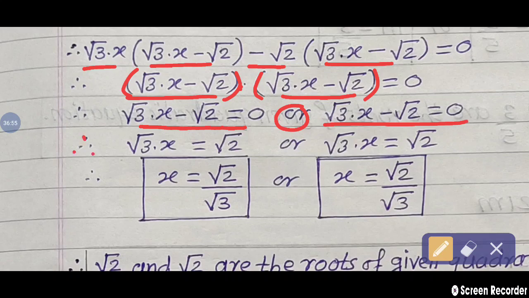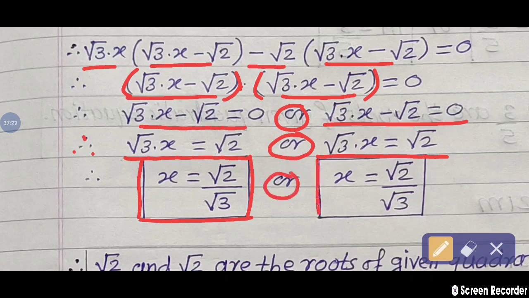Therefore, minus root 2 taking on the right hand side, then root 3x is equal to 0 plus root 2, means only square root 2. Or same here, minus root 2 take on the right hand side, so root 3x is equal to 0 plus root 2, means square root 2. Root 3x means root 3 is multiplied here, shift on the right hand side, then divide. So we are getting the answer x is equal to root 2 divided by square root 3, or same, root 3 taking on the right hand side, then divide to square root 2. Therefore x is equal to root 2 divided by root 3.